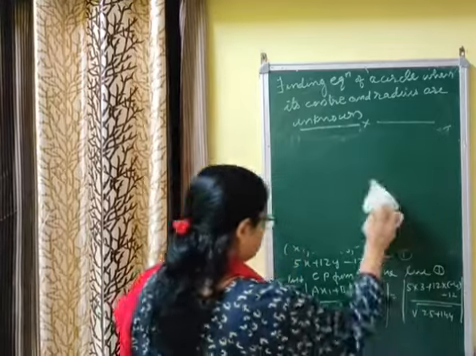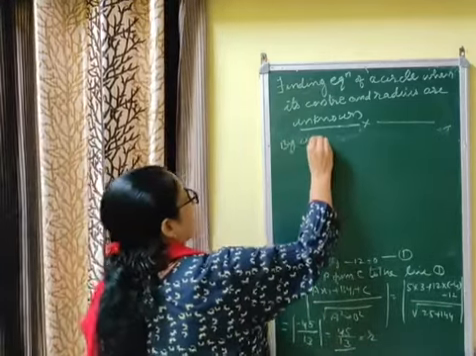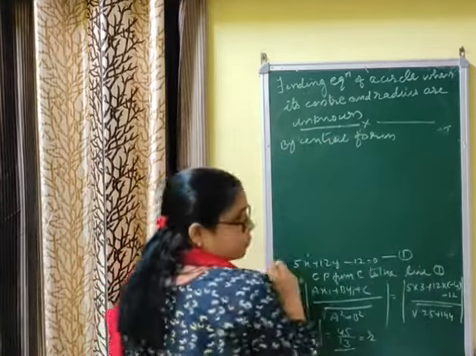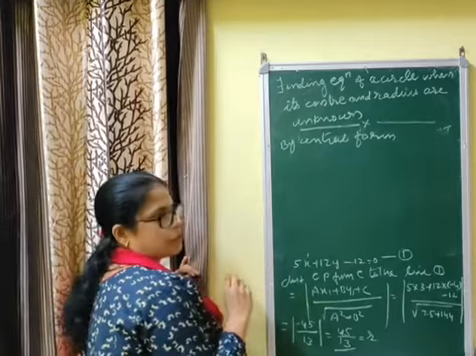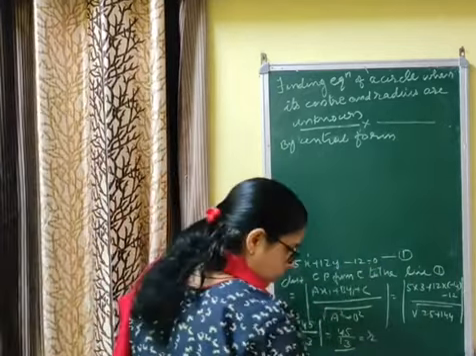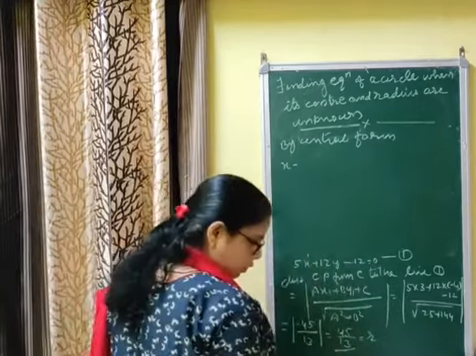Now you have to find the equation of the circle by central form. What is the central form? You have to write the central form: x minus h whole square plus y minus k whole square equal to r square. I am not writing, but you have to write. The center is 3 comma, what is the center given?